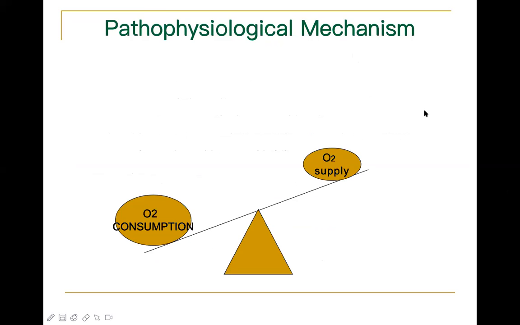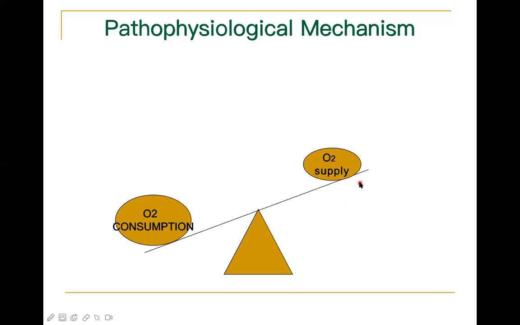Now, this is the pathophysiological mechanism of angina. Now see here. Angina is all about an imbalance between demand and supply of oxygen. So this is oxygen consumption and this is oxygen supply. Clearly, in this case, the oxygen consumption is more than the supply. That's why ischemic pain occurs in our chest, which is caused by myocardial ischemia. So this is a very important concept.